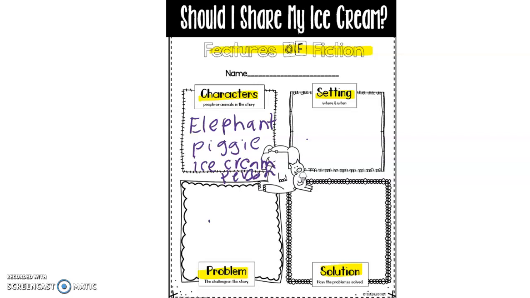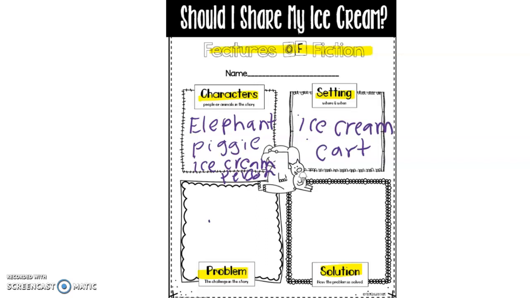The next one is the setting. Where and when does this take place? Now, we don't really know exactly where it took place, but we know that the ice cream cart was where Elephant got his ice cream. So that might be considered the setting or where the story takes place.